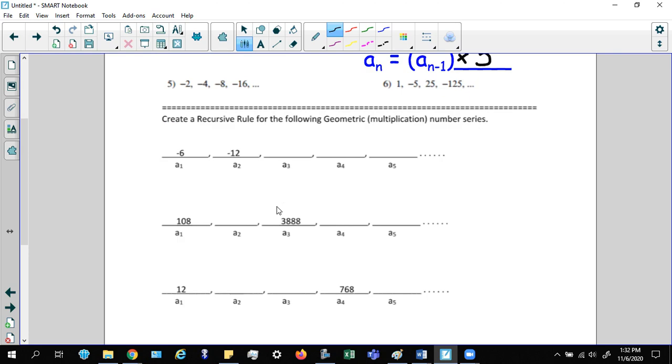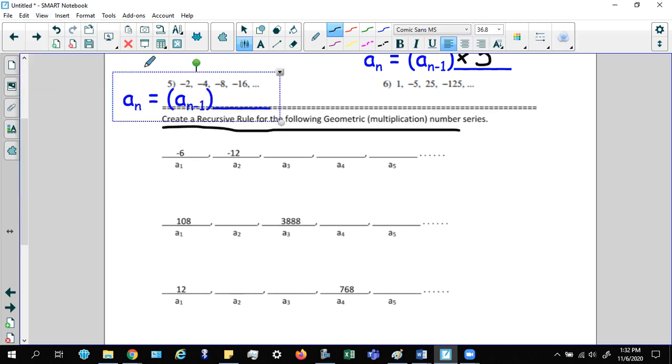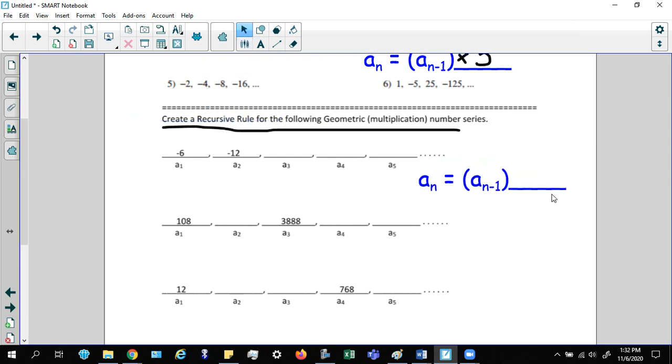All right. Now, the last thing we're going to go over is it says create a recursive rule for the following geometric sequence. So again, creating a recursive rule means I need my formula. So let me get my formula. And luckily, I'm doing this electronically, so I don't have to rewrite this every single time. Now, notice what we have here. We have the first term, we have the second term. We don't know the third, fourth, fifth.